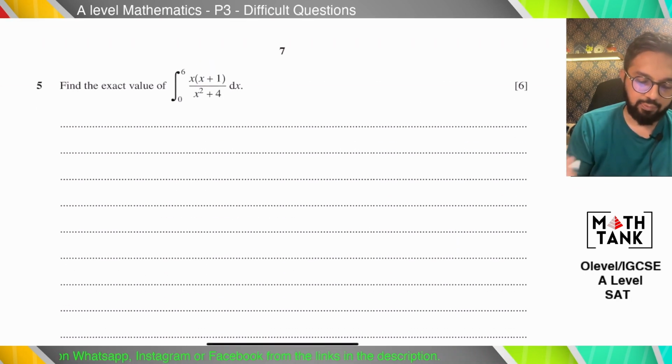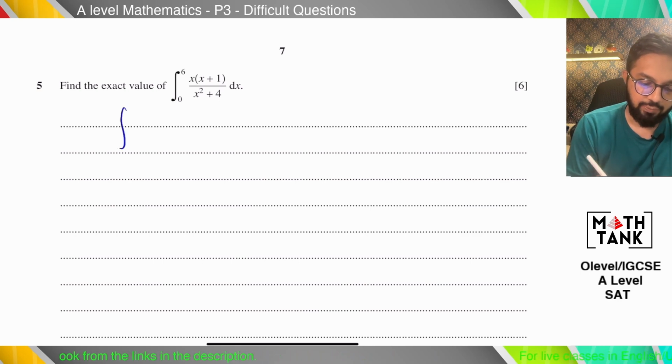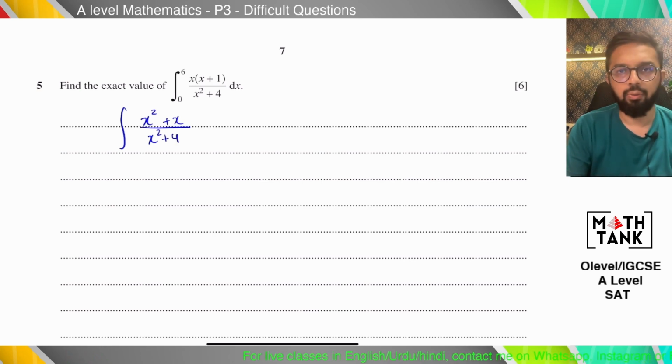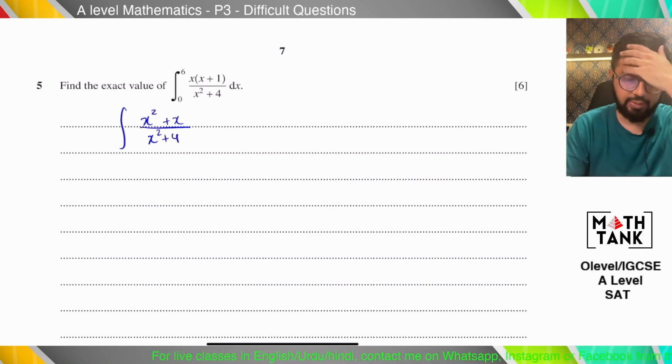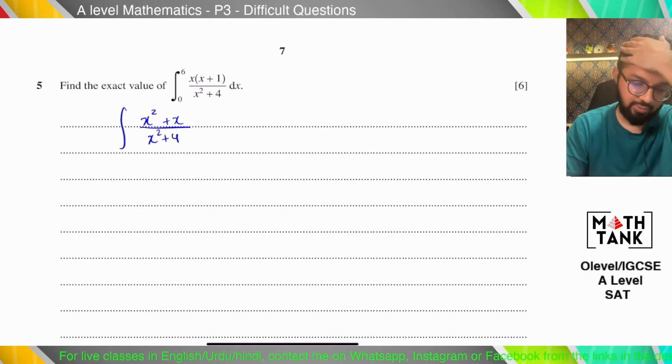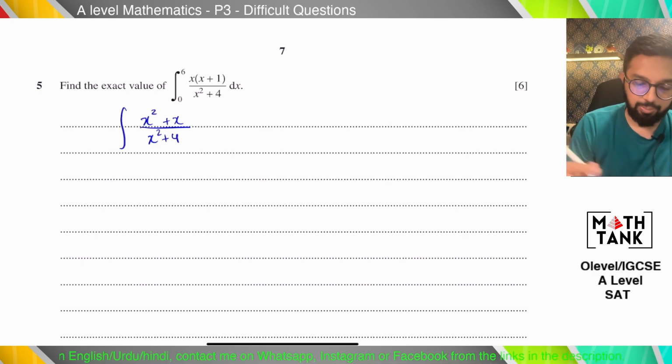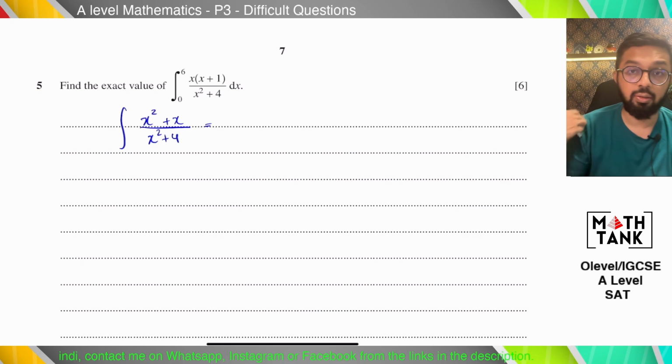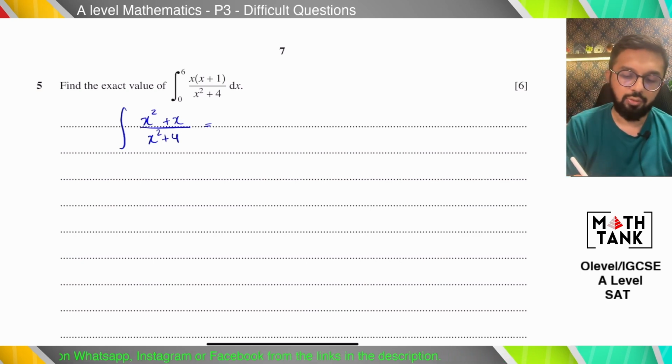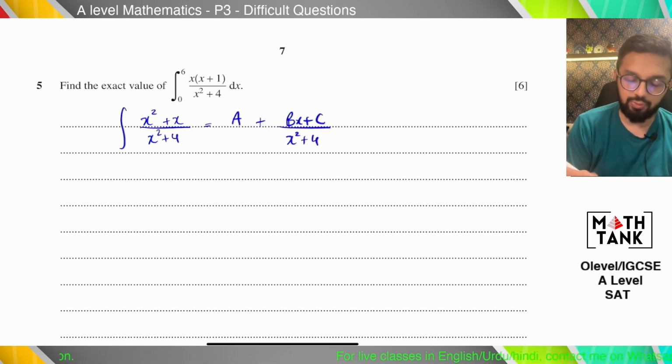It says find the exact value of the integral of (x squared plus x) divided by (x squared plus 4). So the first thing that I noticed about this question is that this looks like an improper fraction to me. Whenever you have improper fractions, remember that in partial fractions you used to break them up into their partial fractions. Now there's just one factor in the denominator, so it's going to break up like this. You could also do long division and get done with this, but I'm just trying to show you that this is actually a partial fractions question.